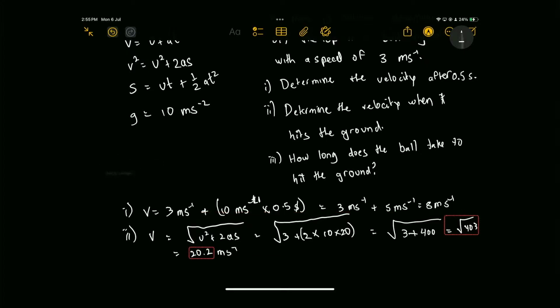Excuse me, sir. Don't we have to square the 3? Oh, sorry, right. 3 squared, so this would be 9. So this would be the square root of 409, right, which is 20.22 meters per second.